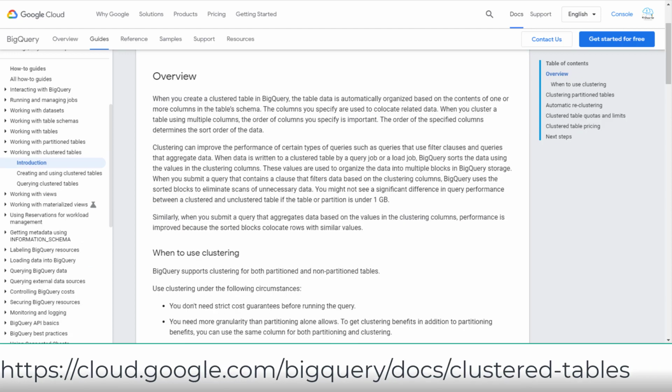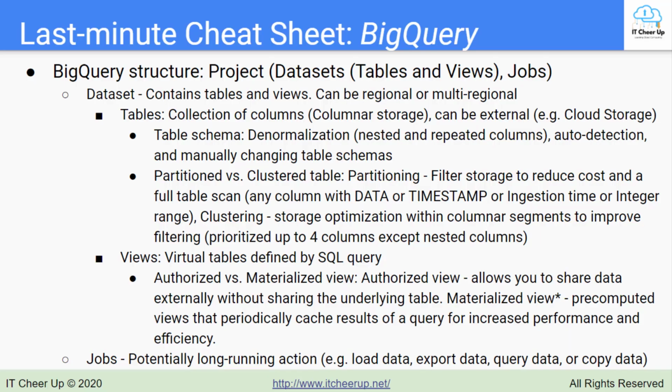Clustering is a storage optimization within columnar segments to improve filtering and record colocation. You can prioritize the clustering of up to 4 columns. When should you use clustering? You can use clustering when your data is already partitioned on a date, timestamp, or integer range column, or you commonly use filters or aggregation against particular columns in your queries.